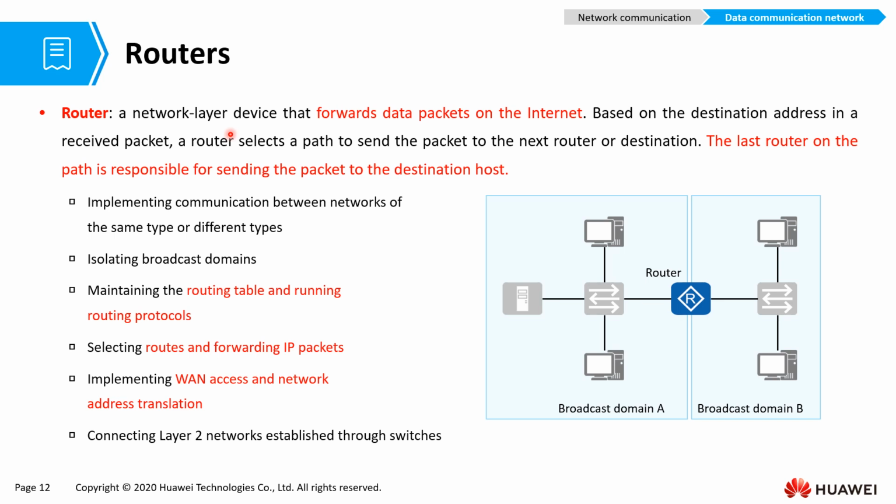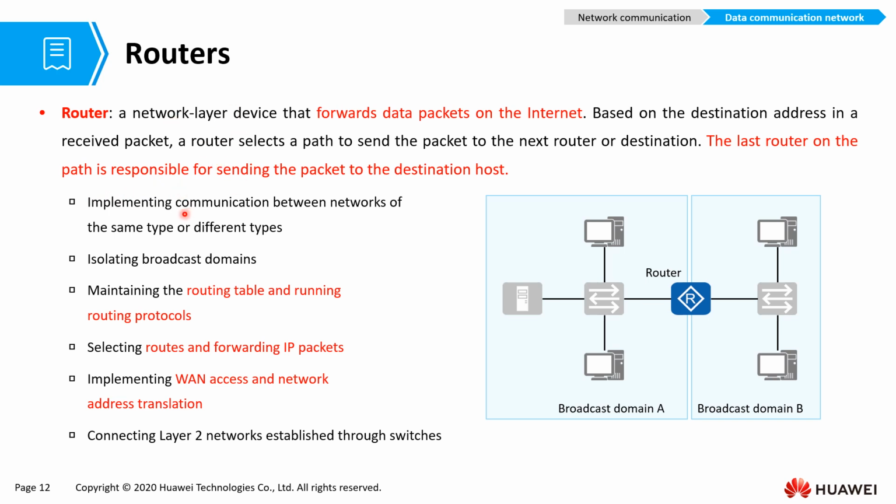Router: a network layer device that forwards data packets on the internet based on the destination address in the received packet. A router selects a path to send the packet to the next router or destination. The last router on the path is responsible for sending the packet to the destination host.